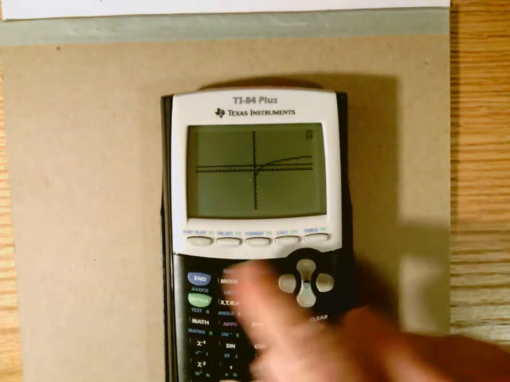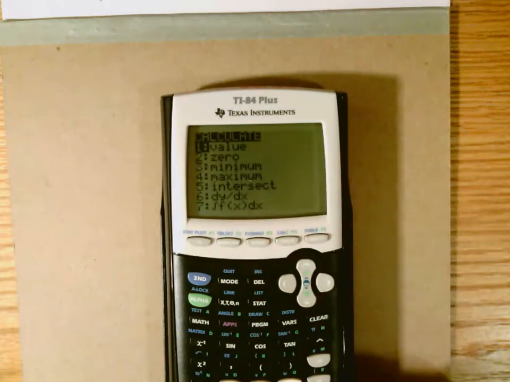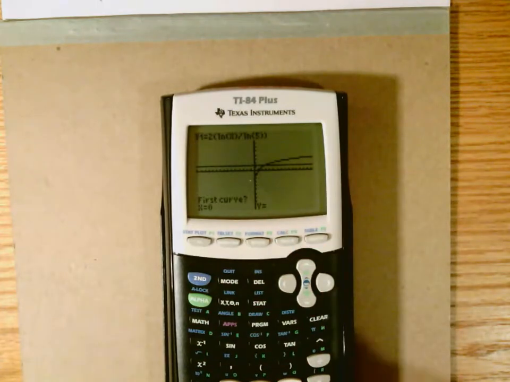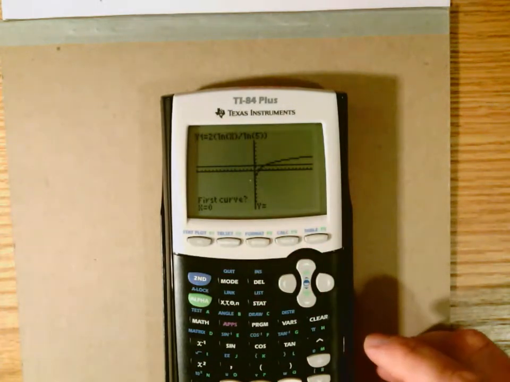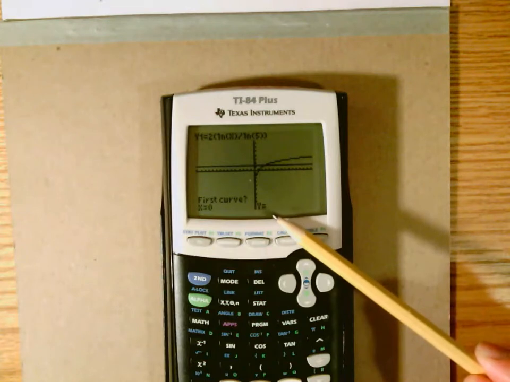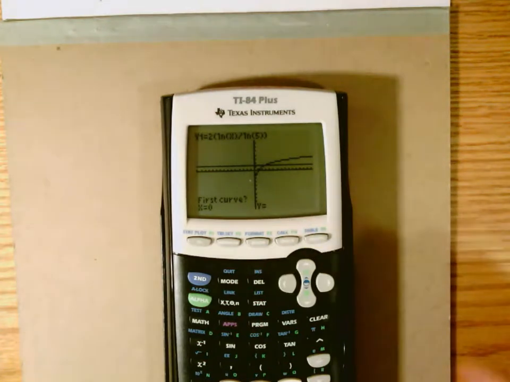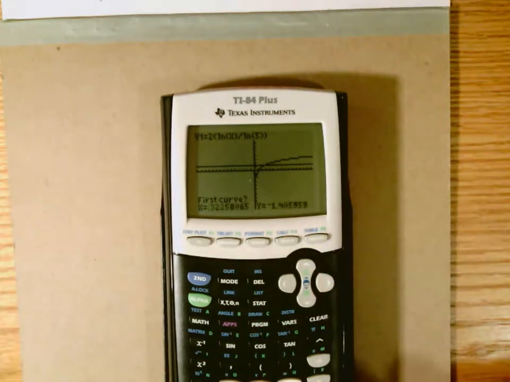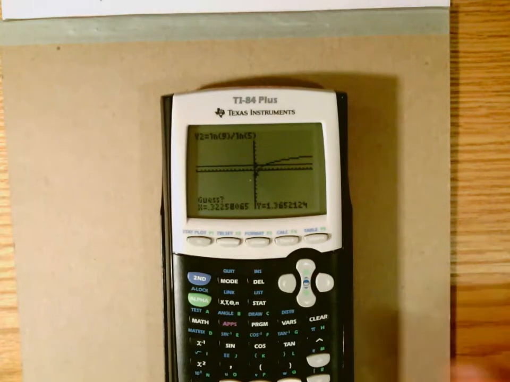So I'll go to my calculate menu, choose the intersect command. It wants a point on the first curve. If I try and press enter right away, my calculator is not going to do that because there is no defined point at x equals 0. So I'll just arrow to the right a small amount, and now I've got a point on my first curve. Then I need a point on my second curve, and then a guess.